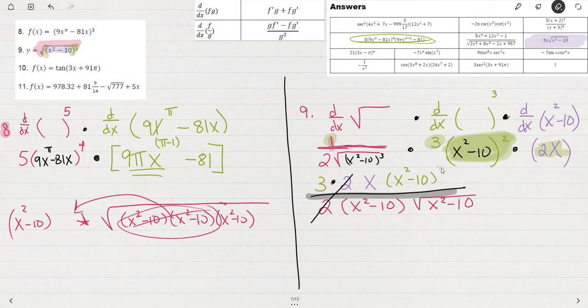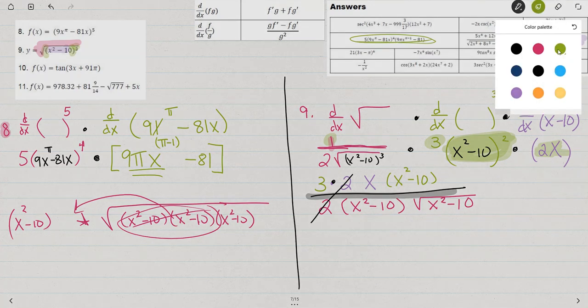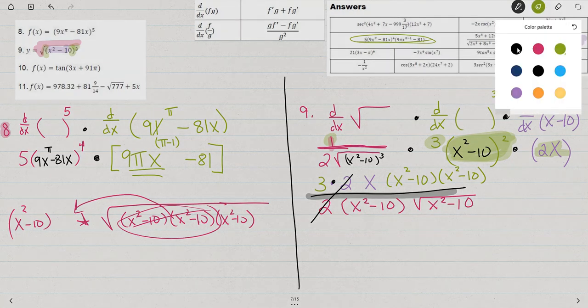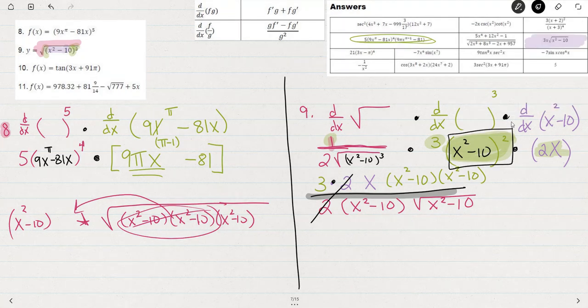I'm going to rewrite this green. Instead of writing an x squared minus 10, is it okay if I think of it as x squared minus 10 times x squared minus 10? That's the same thing as the x squared minus 10 squared. And when I do that, look, I can get rid of one of the x squared minus 10s. So what do I have left?